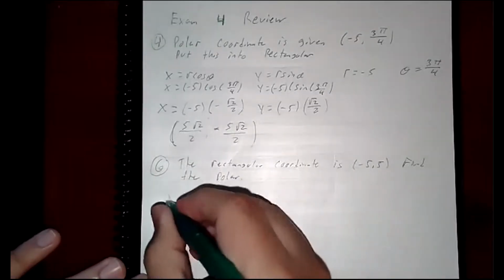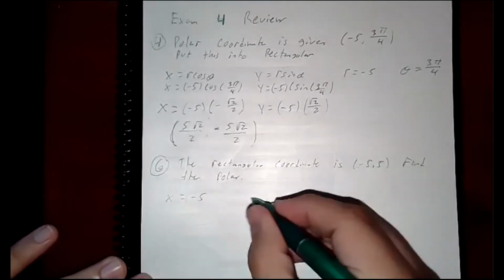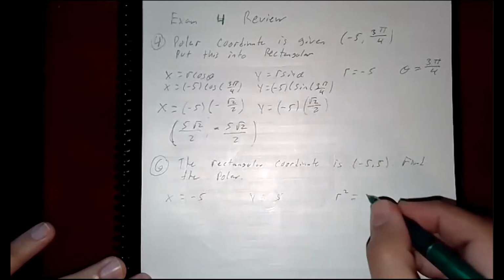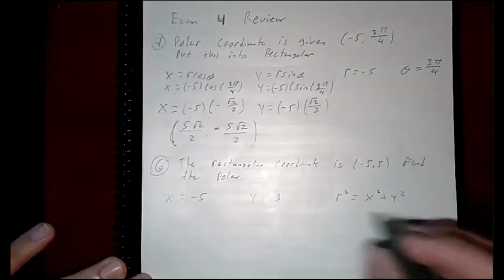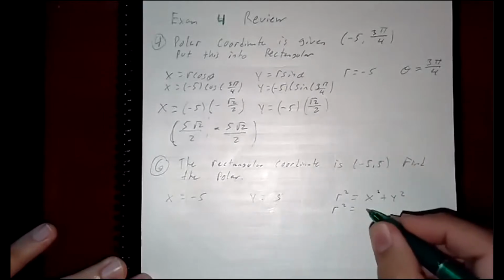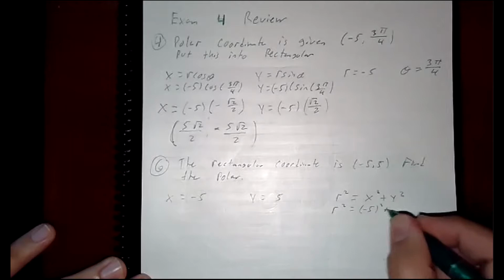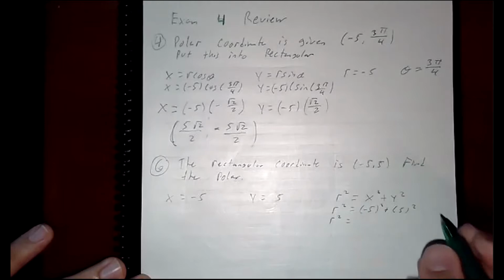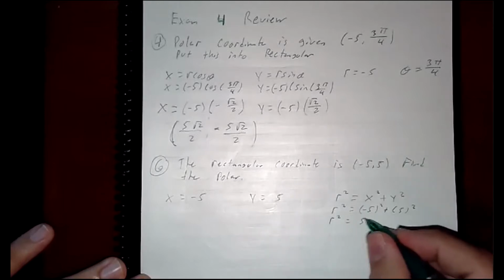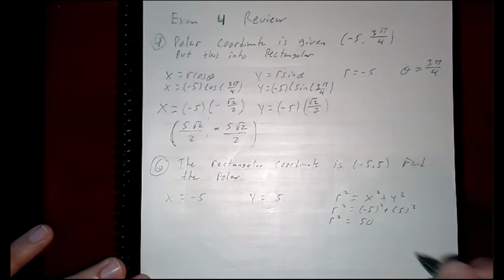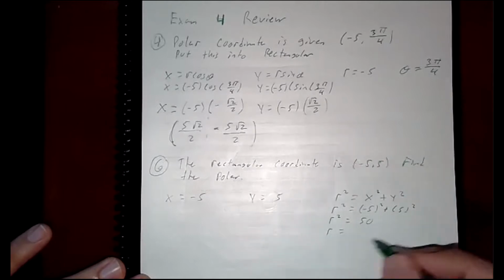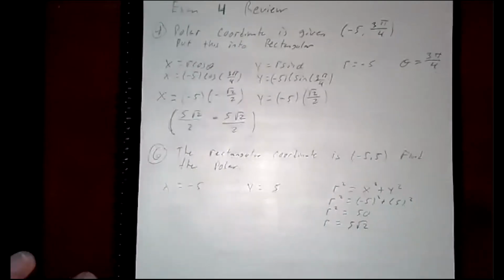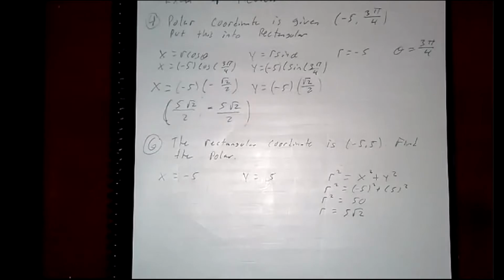Okay, so find the polar. So we know that x is equal to -5, y is equal to 5, and we know that r squared is equal to x squared plus y squared. So r squared would be equal to (-5) squared plus 5 squared, which is 25 plus 25 is 50, right? Yes. Square root of 50, so r would be 5 root 2. Okay, so we have r now. Now we just need theta.